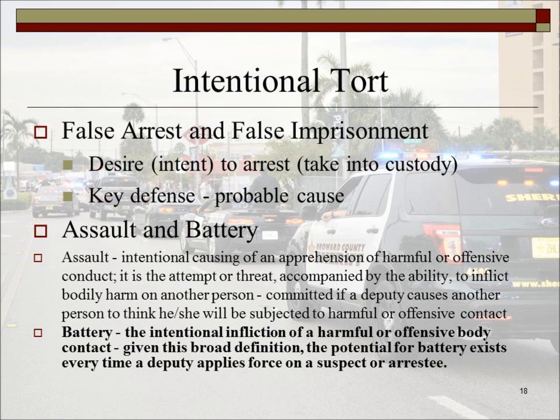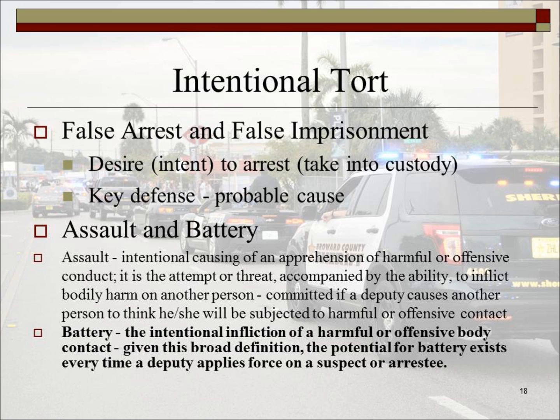If an officer just arrests somebody on made-up charges, fake charges, that would be false arrest or false imprisonment. The key defense here is probable cause. What that means is that if the police officer or deputy or sheriff's deputy or law enforcement official can articulate probable cause for the arrest, even though a conviction doesn't occur, it can't be false arrest. A lot of people get this wrong.